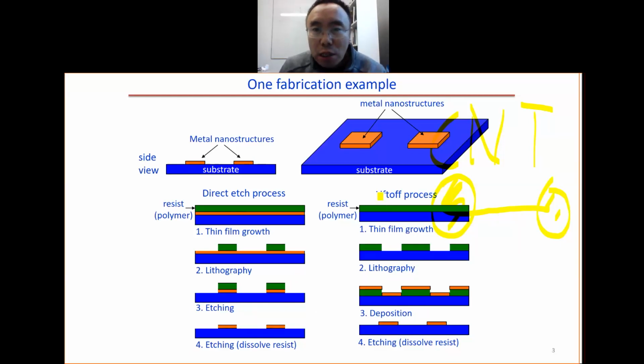The second process is called the lift-off process. For the lift-off process, we coat the resist first. Then we pattern the resist by the lithography process. Then we coat the metal. The metal will be coated on the top and also on the bottom of the resist. Then we dissolve the green color resist. When the resist is dissolved by the solvent, the metal on top will also be removed. So you leave behind the metal structure on top of the substrate. This is also what we want. Those are the two basic pattern transfer processes. You transfer the pattern from the resist to the metal layer.